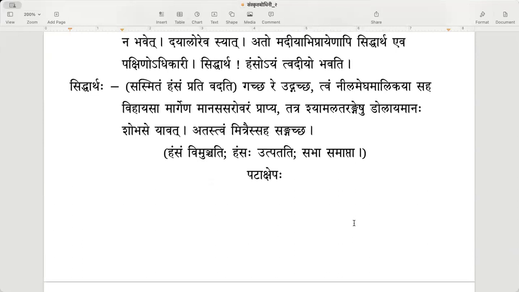Is it for a good sense also? Yes, gacha re, gacha. It's not bad. It's not like an abuse or anything. It's like addressing someone who is young, younger. In Telugu, we say re, in Tamil ra, re; in Telugu, we say da, de, da, right? Like that.